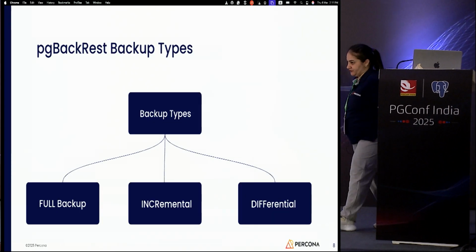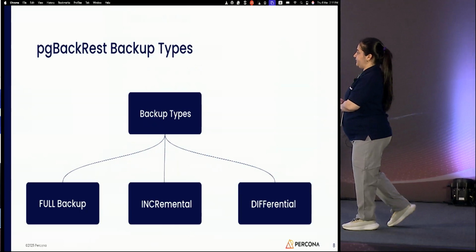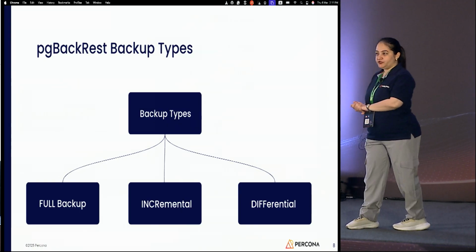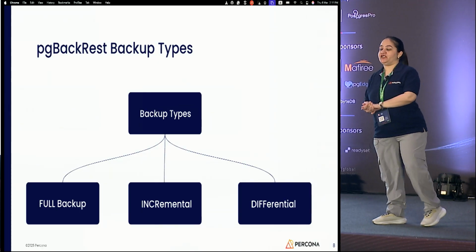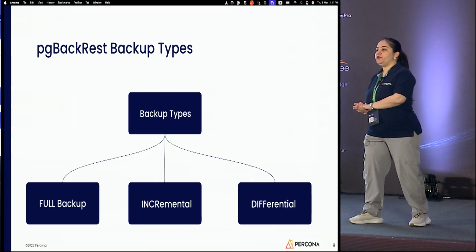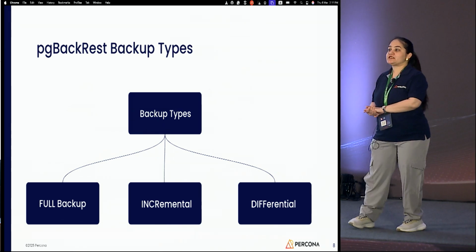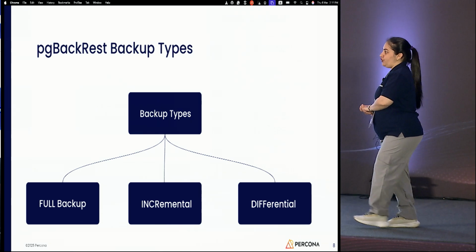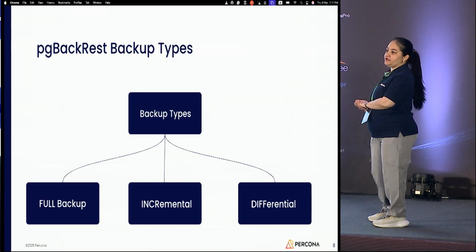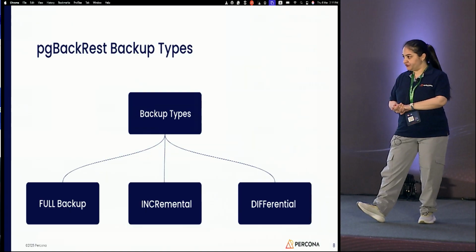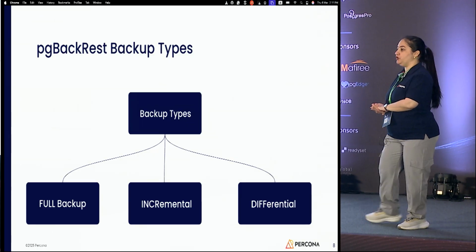So backup types. As I mentioned earlier, there are 3 backup types which pgBackRest supports. Full backup, everyone is aware of full backup. It is going to take the backup of the entire cluster. When I talk about PostgreSQL databases, it is mostly in the sense of cluster. Cluster is a combination of multiple databases. So it takes a physical file level backup. So the entire cluster will get backed up when I am taking the full backup.